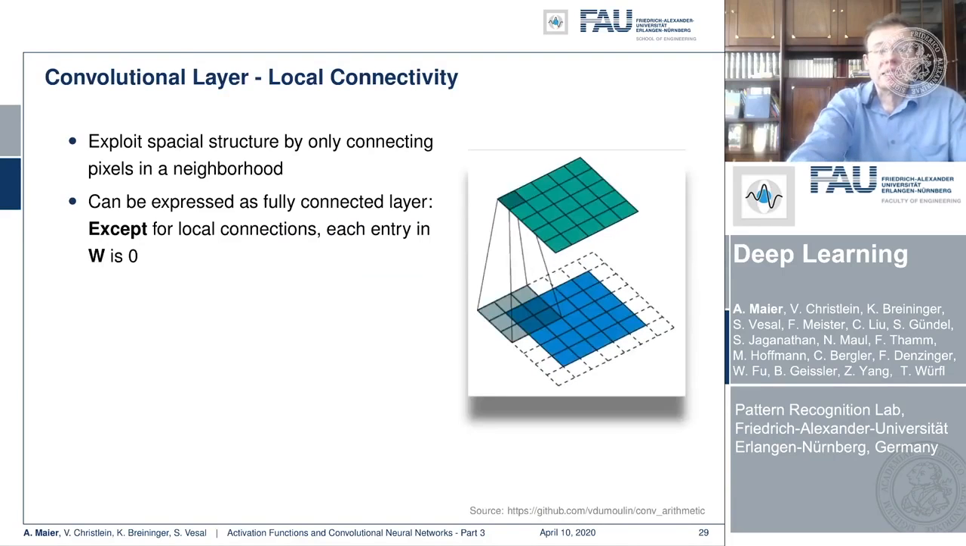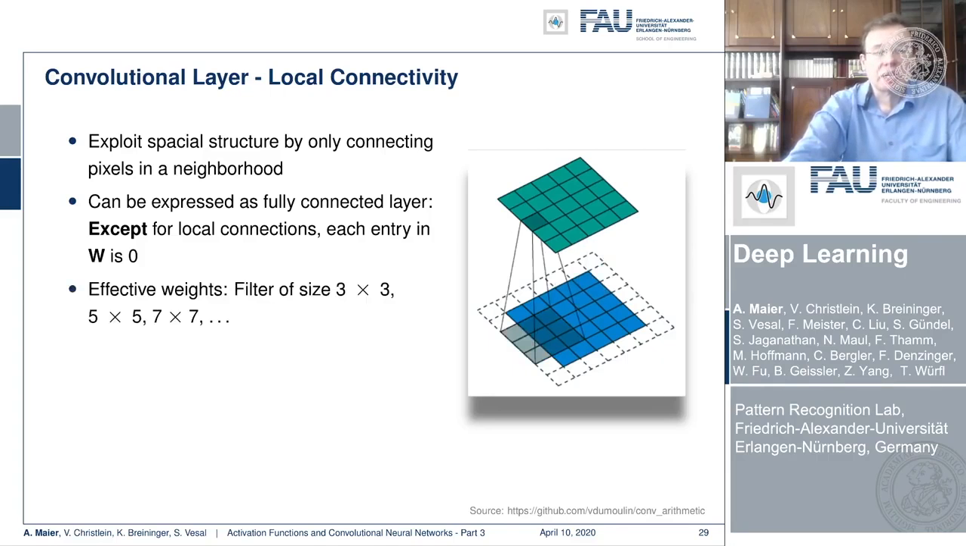So the idea here is that we want to exploit the spatial structure by only connecting pixels in a neighborhood. If we want to express this in a fully connected layer, we could set every entry in our matrix to 0, except they are connected by local connections. So this would mean that we can neglect many connections over spatial distances.